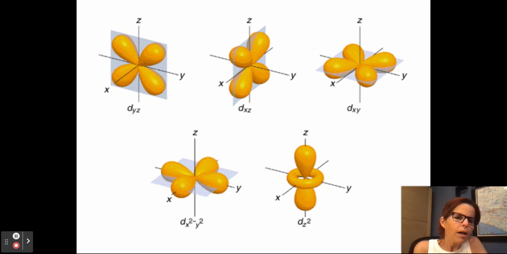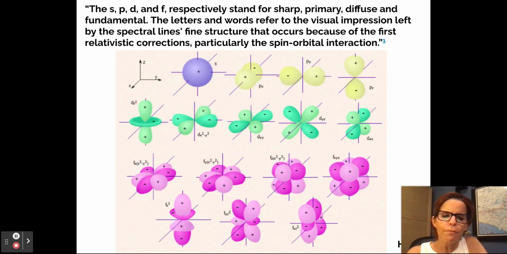It's just the probability where that electron is likely to be found. It's not that the electron is traveling like this. It's just the probability where the electron is likely to be found. And then the f orbitals are even more fun.